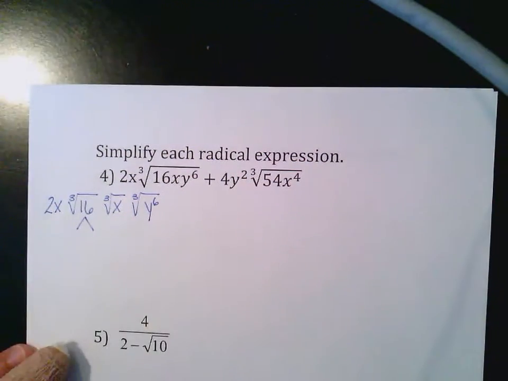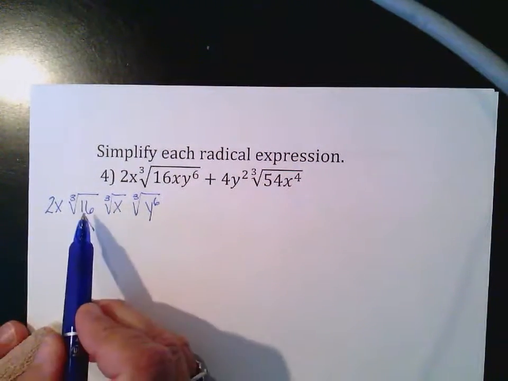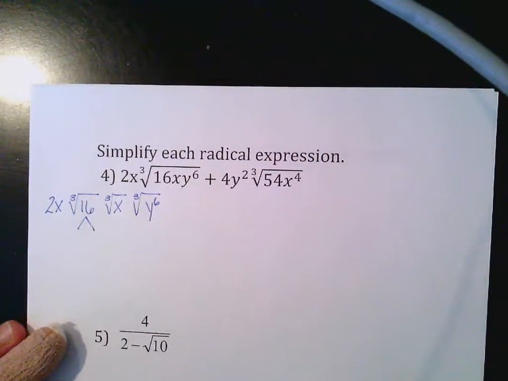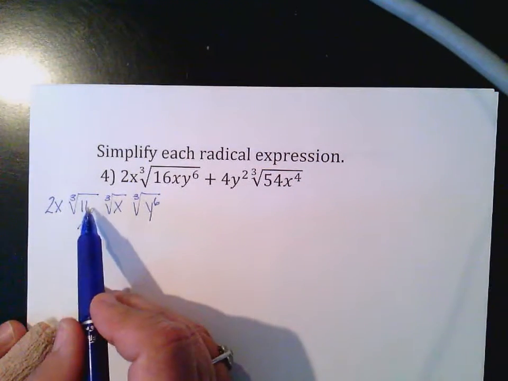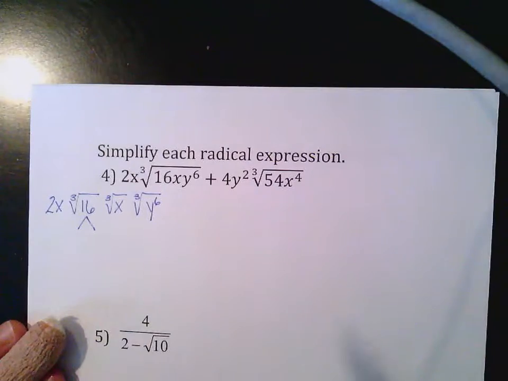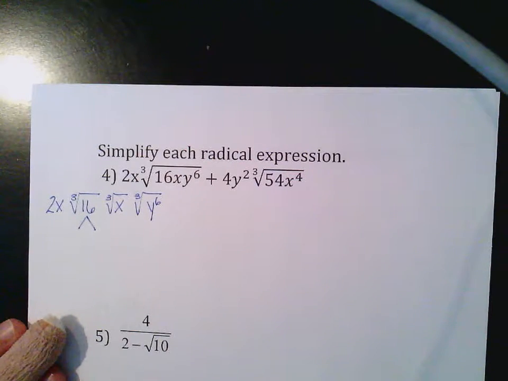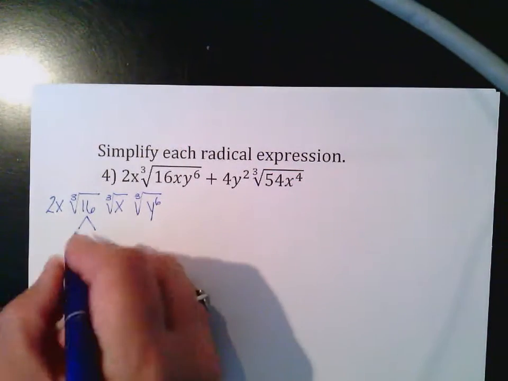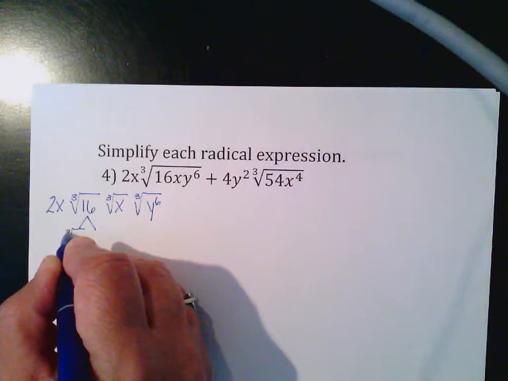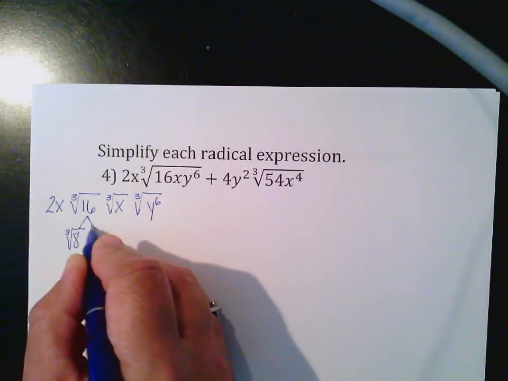What I'm looking at here is, is there a perfect cube that goes into 16? And what gets confusing sometimes is we're so used to looking at square roots and squares that you see 16 and you want to just find the square root of that. This is not a square root, it's a cube root. So what's a perfect cube that divides into 16 evenly that we can pull out? And 8 is a perfect cube.